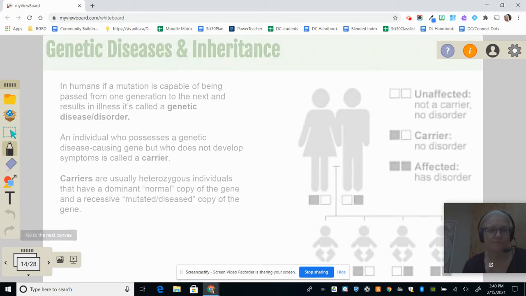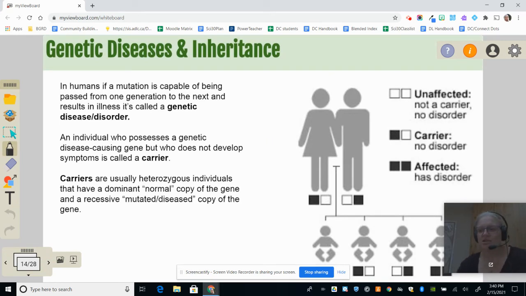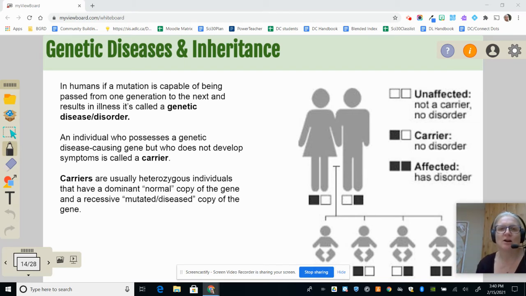All right, genetic diseases. And how are they inherited? Let's just take a look at some of this. We did talk a little bit about this in our sex-linked traits, but we're going to get into some talk about pedigrees and how we can look at how these genetic diseases are passed on in a population.